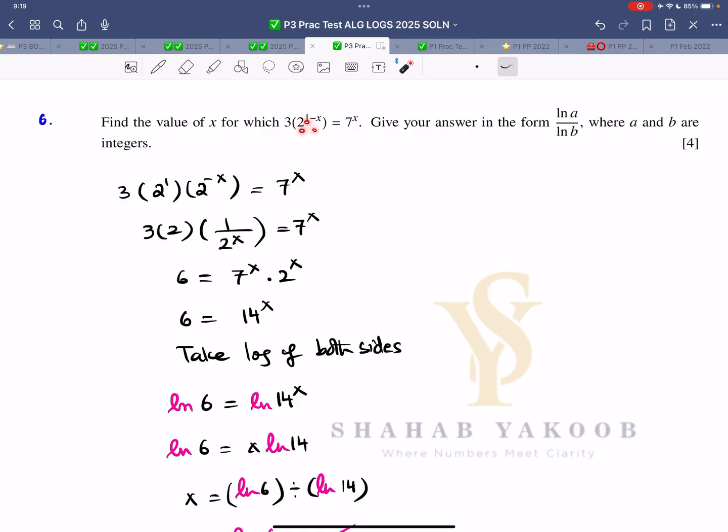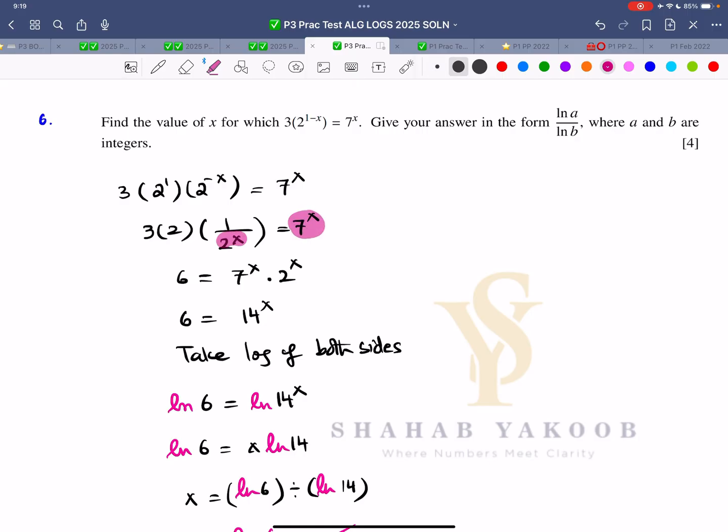2 raised to the power of 1 minus x, that is 2 raised to the power of 1 times 2 raised to the power of negative x, which is 2 raised to the power of 1 over 2 raised to the power of x. That is all over here. Put all the x terms on one side.